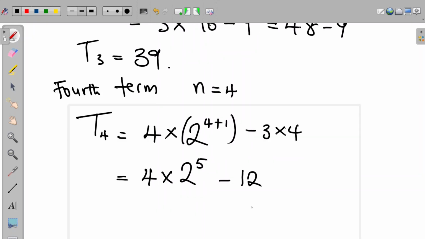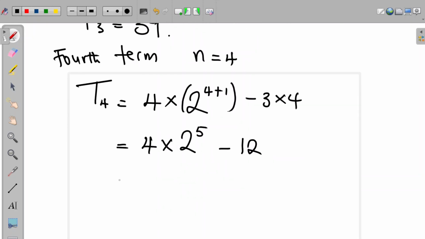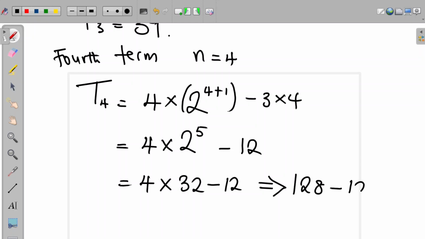Now, following the order of BODMAS, this is equal to 4 times 2 to the power of 5, which is 32, minus 12. This can further be simplified. 4 times 32 gives us 128, minus 12. So the fourth term of the sequence is equal to 128 minus 12, which is 116.